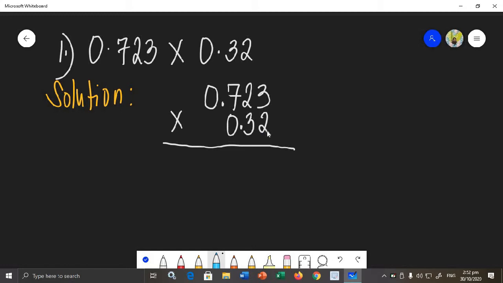So, let's start with this part. Let's distribute 2, or multiply 2 to the digits above. So, 2 times 3, that is 6, diba? 2 times 2 is 4, 2 times 7 is 14, we should carry 1 here. So 2 times 0 is 0, plus 1 is 1, okay?